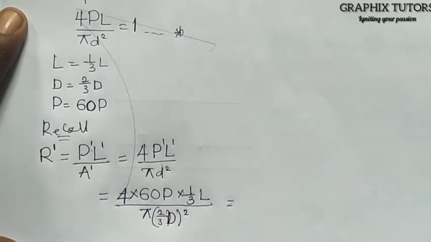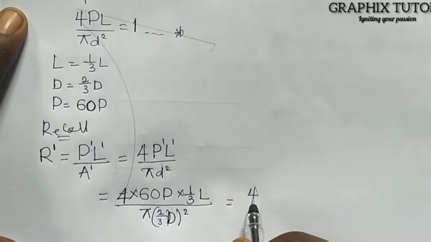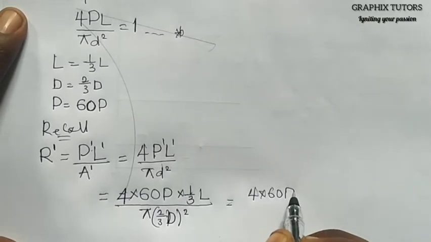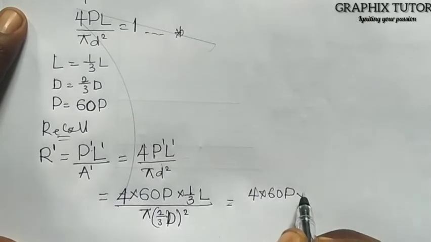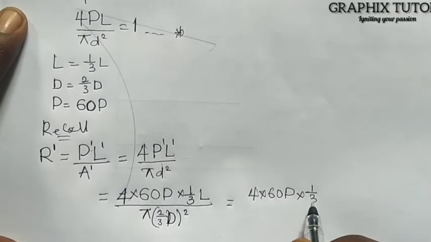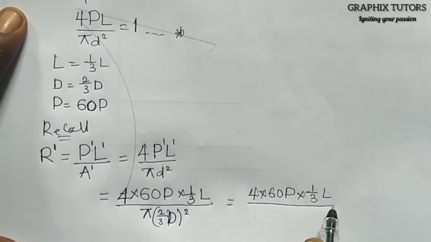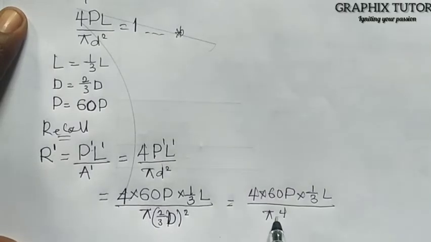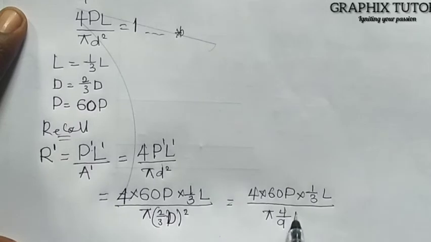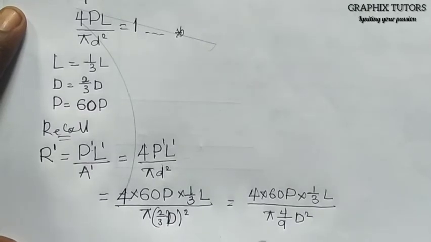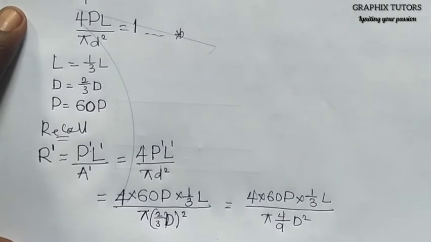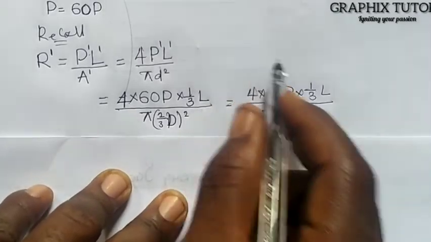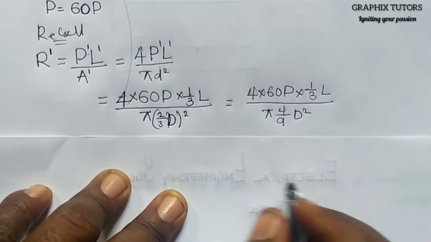If I separate this, I'll have 4 times 60 resistivity multiplied by 1 over 3 of the length, all over pi. 2 square is 4, 3 square is 9. Then we have d square. If I separate this, the 9 will come up, right?